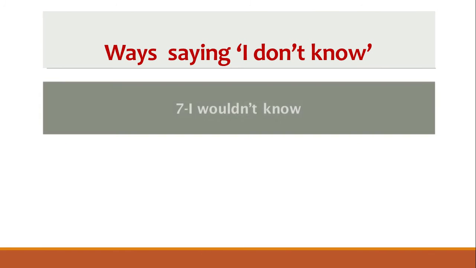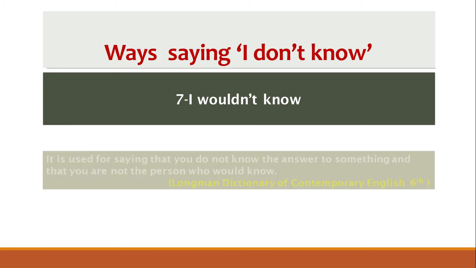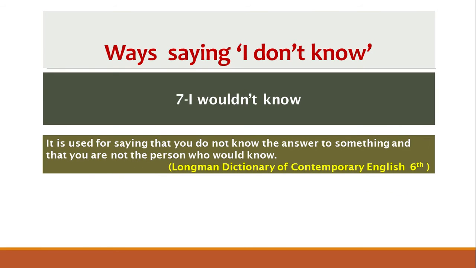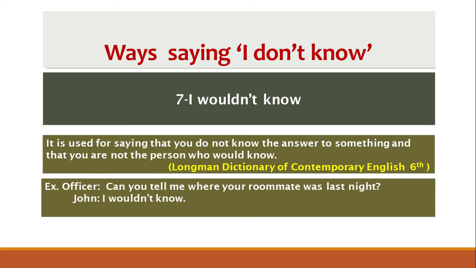Expression number seven, "I wouldn't know." This expression is used for saying that you don't know the answer to something and that you are not the person who would know. For example, an officer is asking somebody about someone. "Can you tell me where your roommate was last night?" "I wouldn't know."